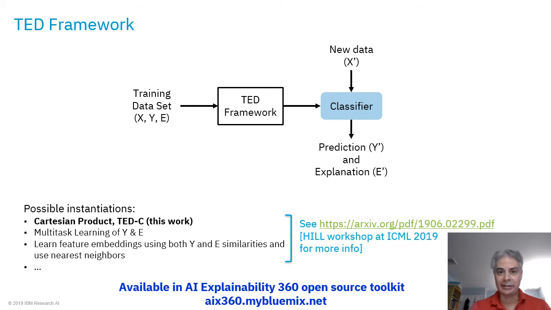So the TED framework takes in a data set with features, labels, and explanations, and creates a classifier that can predict labels and explanations given an unseen feature vector. There are many possible instantiations of this framework. This work will explore a simple Cartesian product approach, which is available in the AI Explainability 360 open source toolkit.